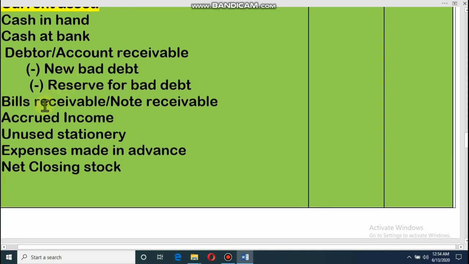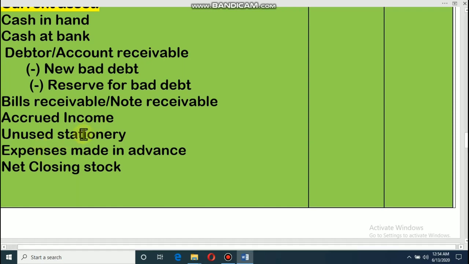These two items will be subtracted from debtor or account receivable, and then we will get the net debtors. Then bill receivable or note receivable is also a current asset. Accrued income, that means if any income is due or receivable. Like you have a building and you get rent from that building of taka 5 lakh, but this year you receive only 4 lakh, and 1 lakh you will receive next year. So that 1 lakh is accrued income. That is also an asset of the organization.